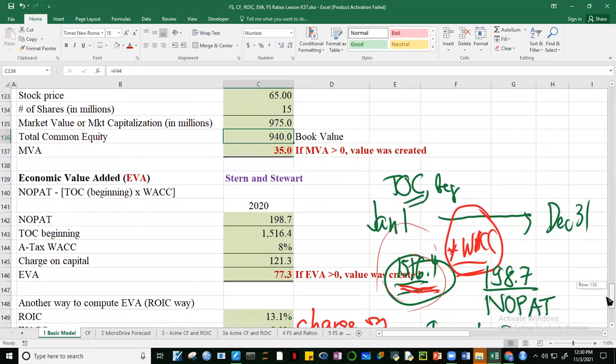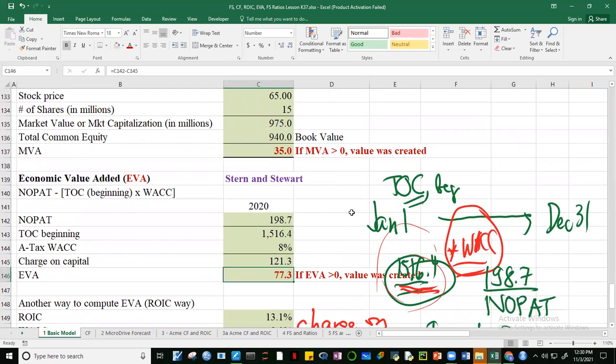And lastly, guys, EVA, economic value added. How do we compute for economic value added? Two ways. One way is to ask how much operating capital was given to management at the beginning, 15, 16. Is this free? No, that's not free. We're charging management for the use of that, which is equal to the WACC.